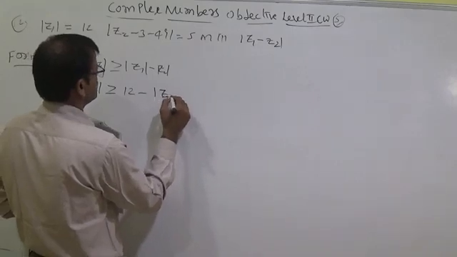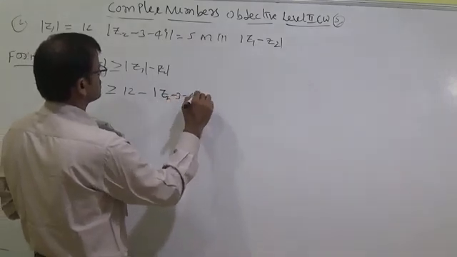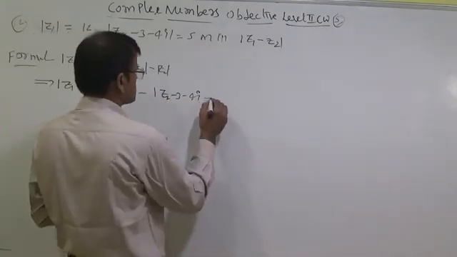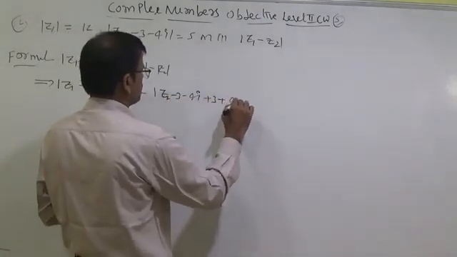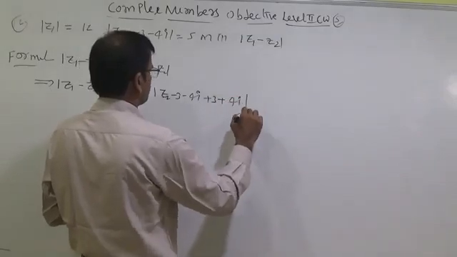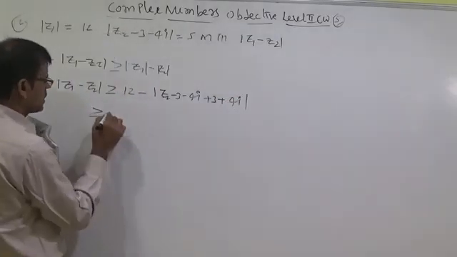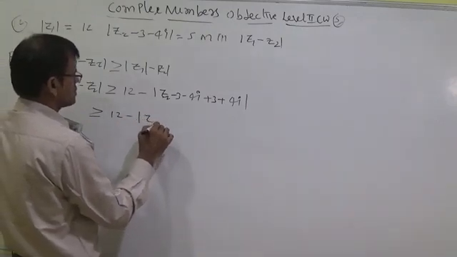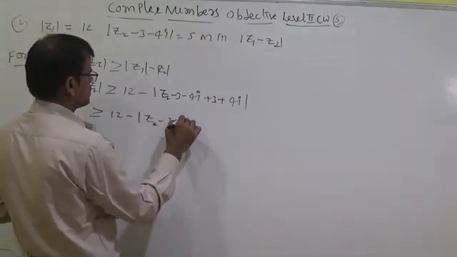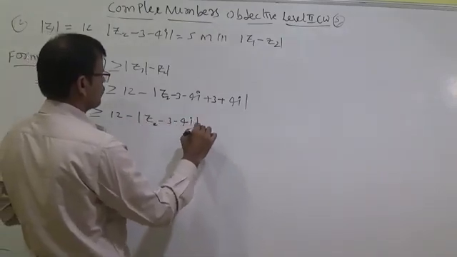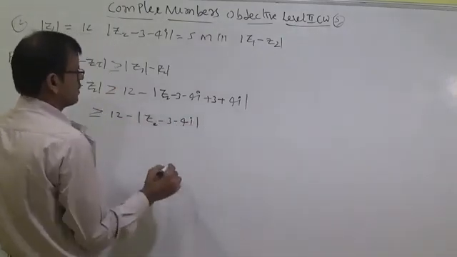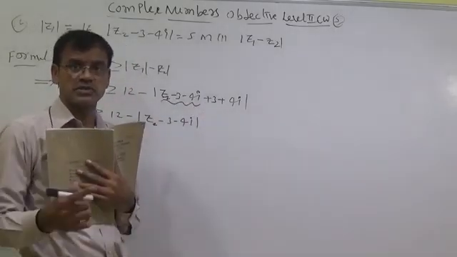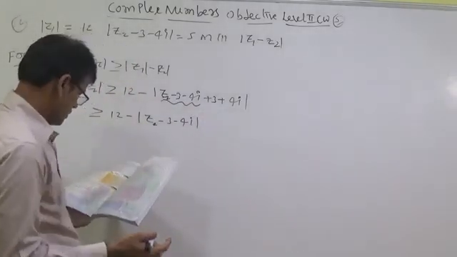Modulus of z2 minus 3 minus 4i. So adding and subtracting, plus 3 plus 4i, that is greater than or equal to 12 minus modulus of z2 minus 3 minus 4i. And in a similar way, this is the concept: modulus of z1 plus z2 greater than or equal to the concept.